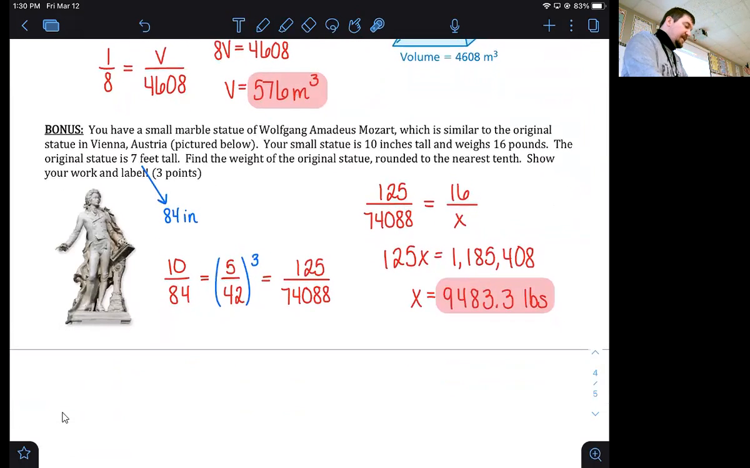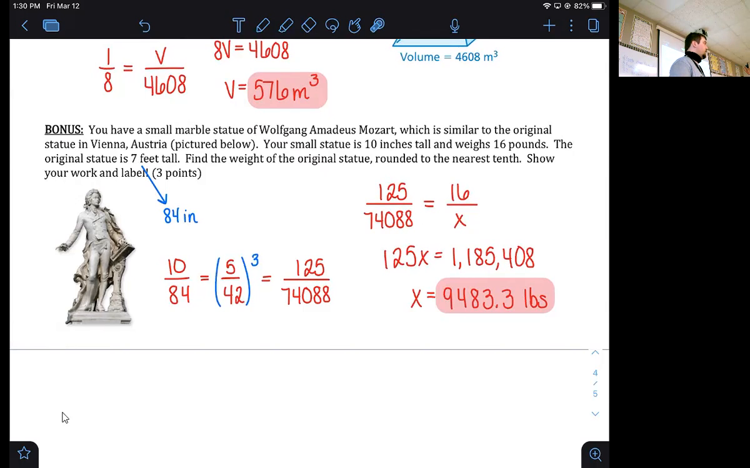It says you have a small marble statue of Wolfgang Amadeus Mozart, which is similar to the original statue in Vienna, Austria, pictured below. Your small statue is 10 inches tall and weighs 16 pounds. The original statue is 7 feet tall. Find the weight of the original statue, rounded to the nearest tenth. So your statue is 10 inches tall, but the real statue is 7 feet or 84 inches tall. So the side length ratio of those two shapes is 10 inches on your statue to 84 inches on the real one. That reduces to 5/42.